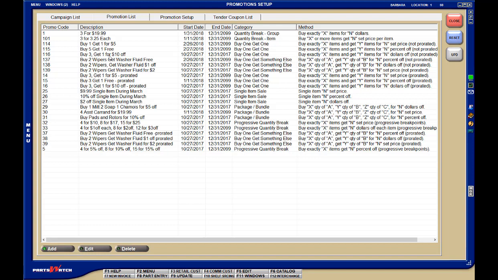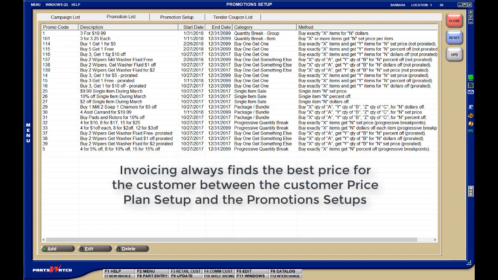If both customer pricing plan setup and promotions are set up, the system will use the best price for the customer between the pricing plan setup and the promotion setup. So if the price plan quantity break is the better price, it overrides the promotion. However, if the line item promotion is a better price, that one is applied.